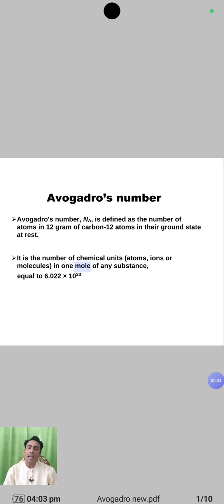We can also define Avogadro's number as the number of chemical units, which may be atoms, ions or molecules, in 1 mole of any substance. That quantity is called 1 mole. So 1 mole of any substance contains 6.022 into 10 raised to power 23.